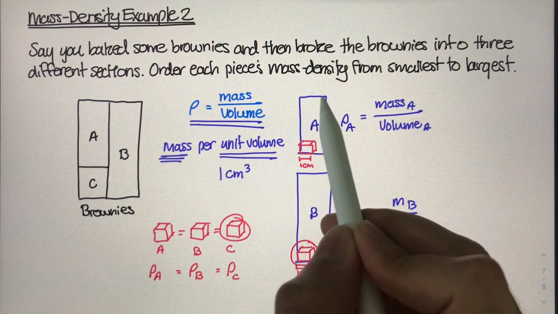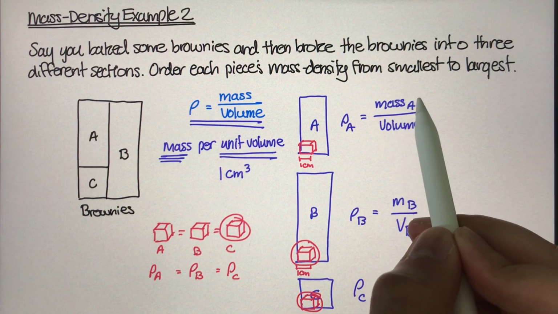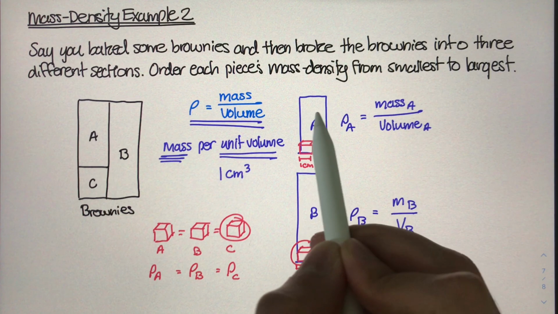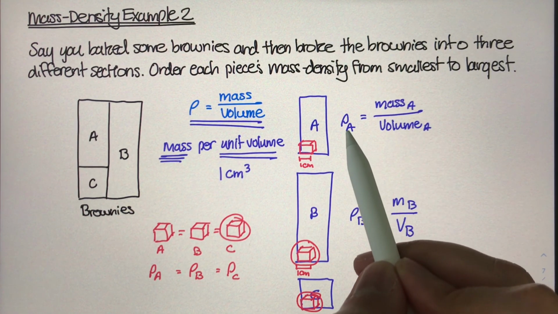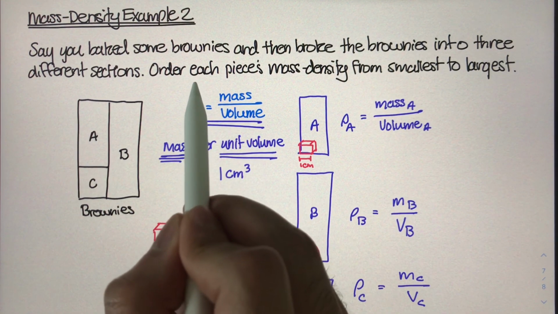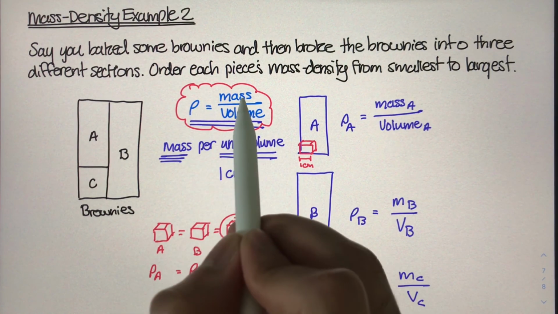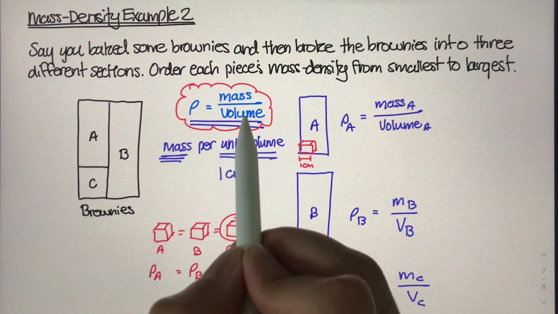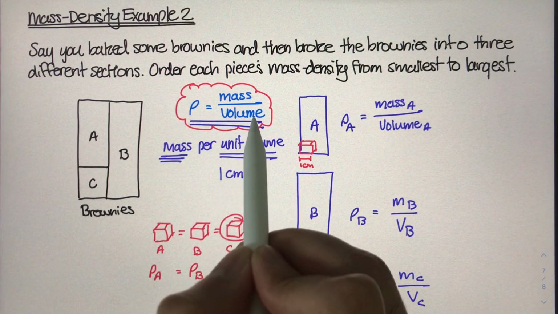However, if we kept this same volume in purple, but we increase the mass, then there would be more substance per unit of volume of A. And that would make rho A not equal to rho B, not equal to rho C. So remember, whenever we're looking at this concept of mass density, we're looking at the ratio of mass to volume, and not necessarily the mass individually or the volume individually, right?